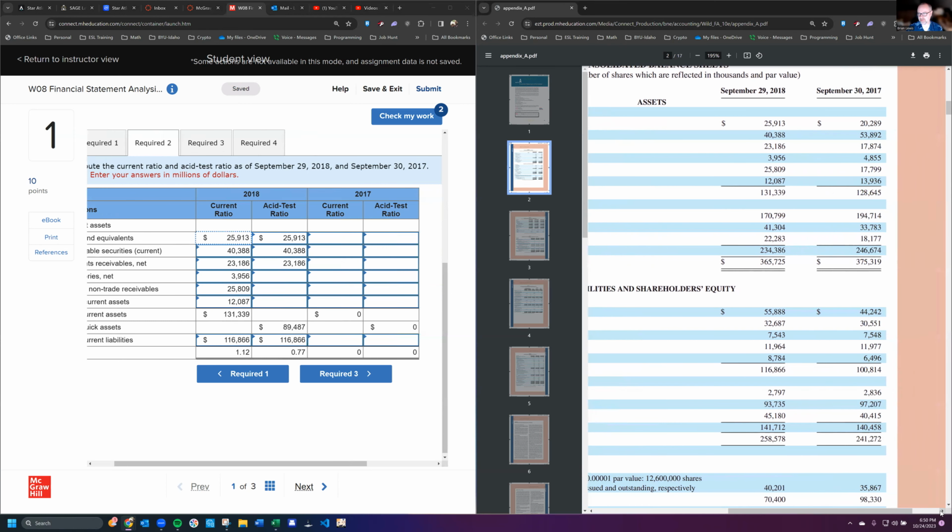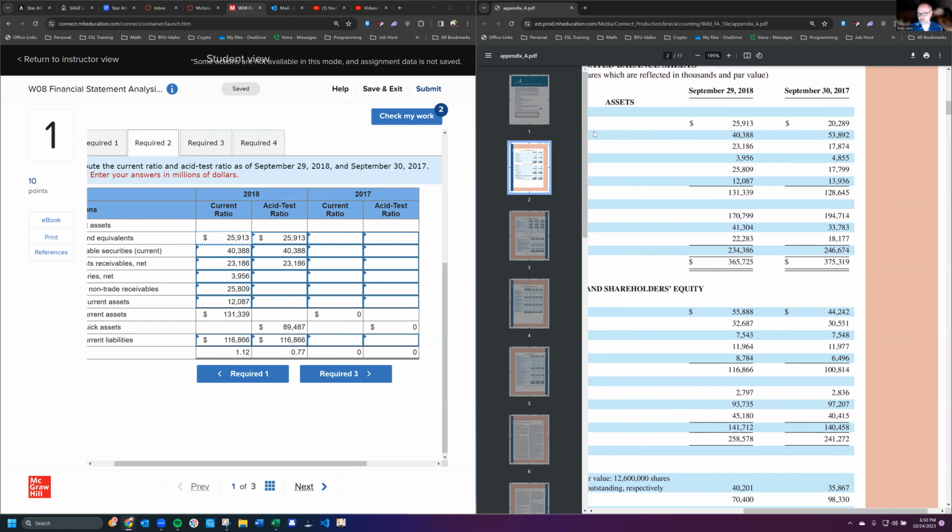All right, so now with that in there, we can go over to 2017 and basically do the same thing. We've got a plug and play, and I don't see my stuff here, but I can see the numbers, so I should be fine. So let's do 2289, and then marketable securities should be 53892. And AR should be 17,874. And we're going to do these other inventories, which should be 4,855.